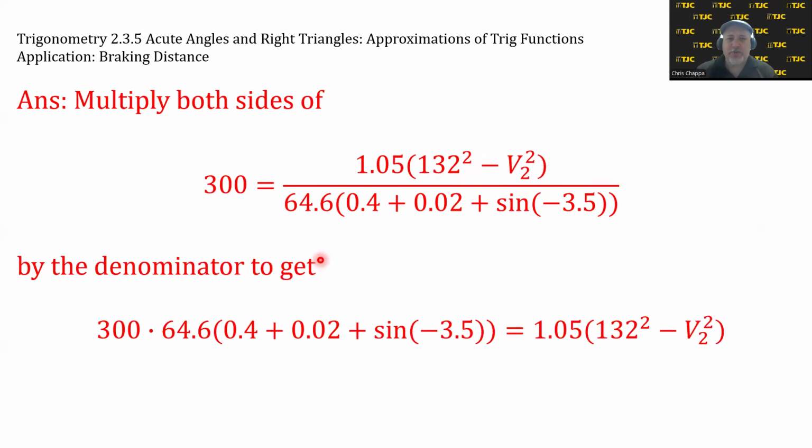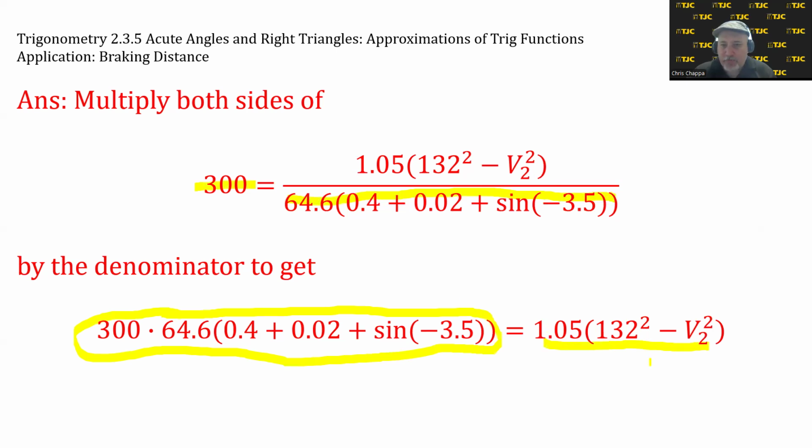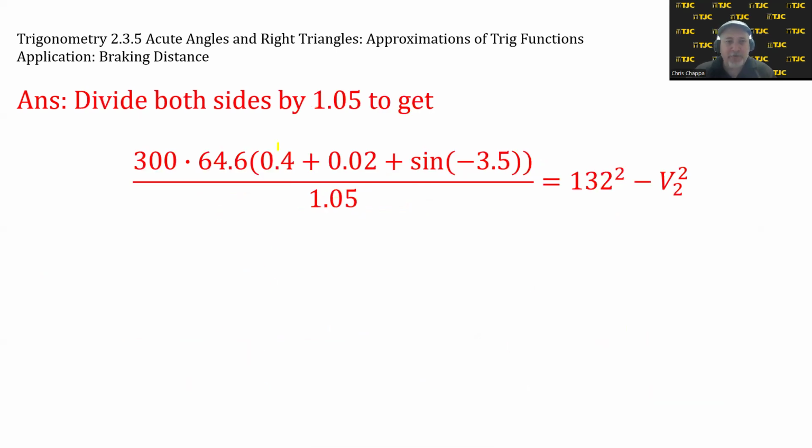So the solve would go like this. First, we would multiply both sides by the denominator. That would put this next to the 300, and it would look like this. And so we have that equals the 1.05 times the subtraction problem on the right. Now, the next move I would do is divide both sides by this 1.05 because that will get me closer to getting the V2 by itself. If we divide both sides by that number, we get this fraction on the left is equal to the subtraction problem.